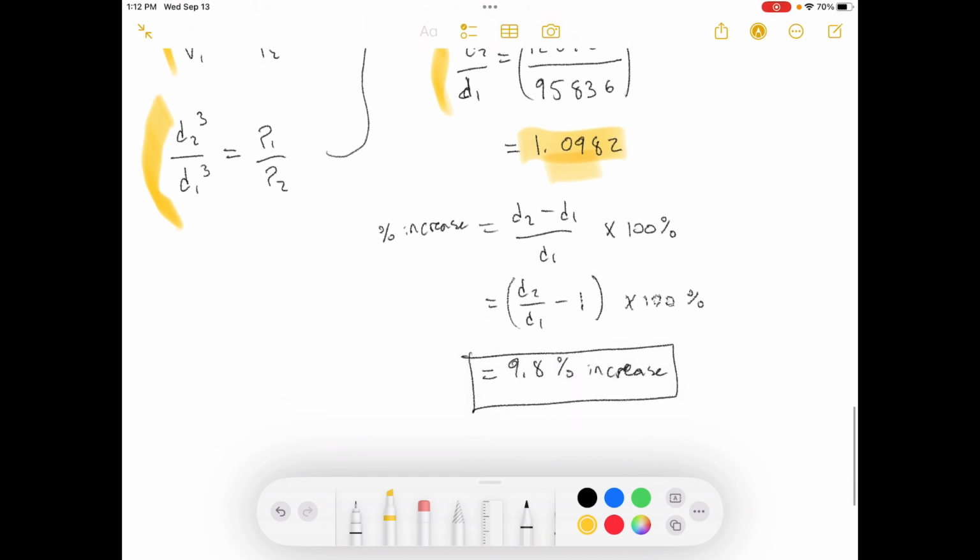They asked for what's the percent change, and we know that it's an increase because this number is larger than 1. So we say the percent increase is equal to this ratio minus 1 times 100%. Okay, and the percent increase is 9.8%. So the diameter is going to increase by 9.8% as the bubble travels up through the column. All right, that is it for problem number 5.21.